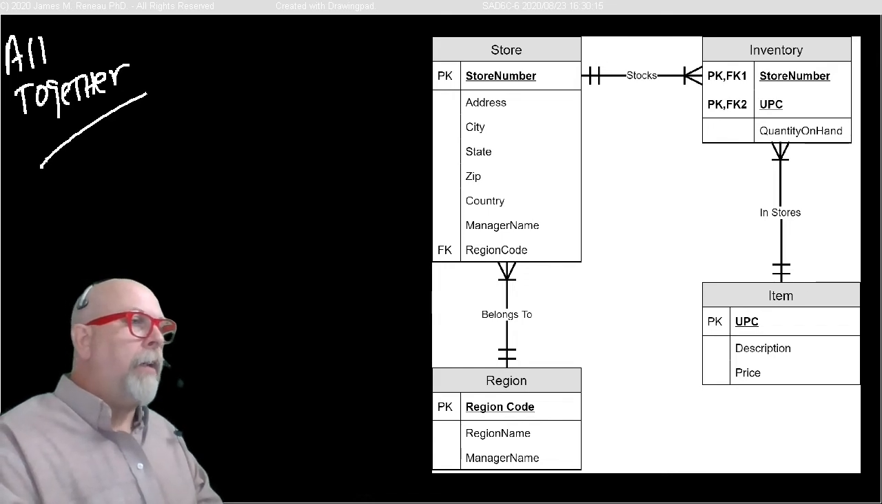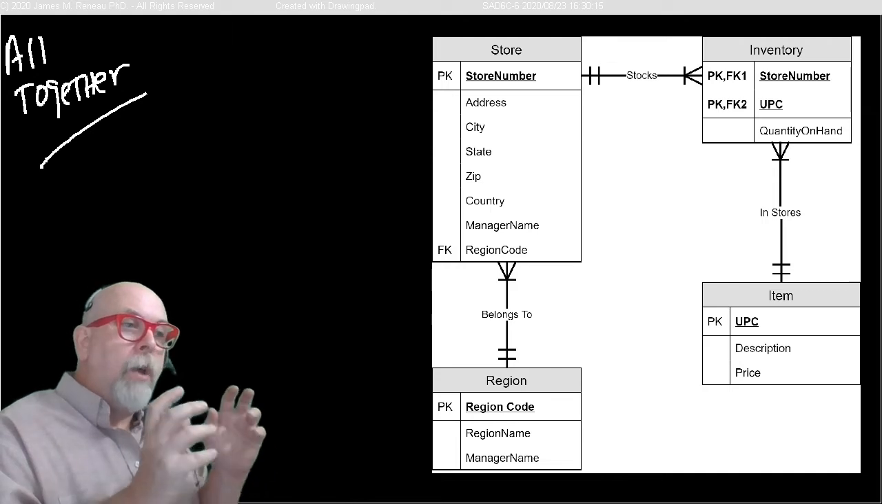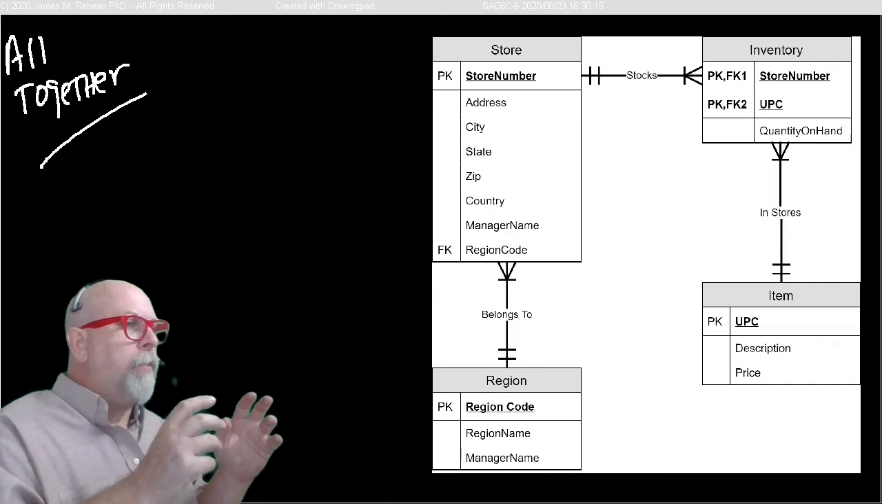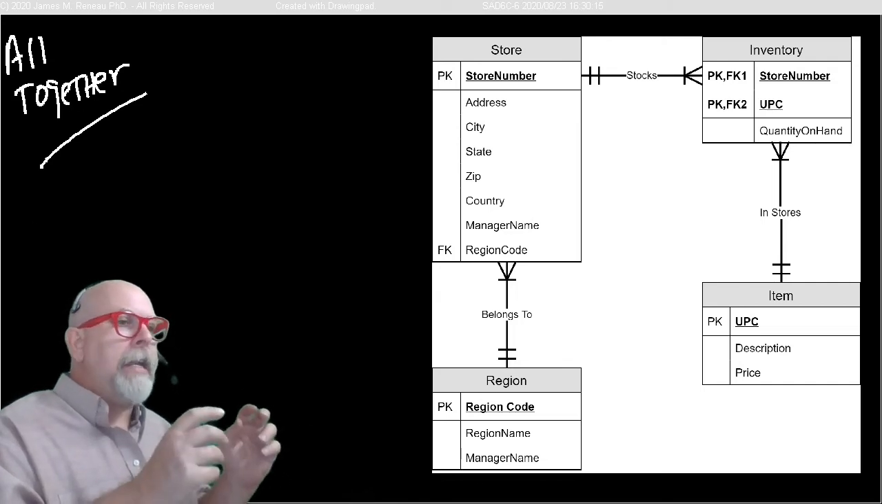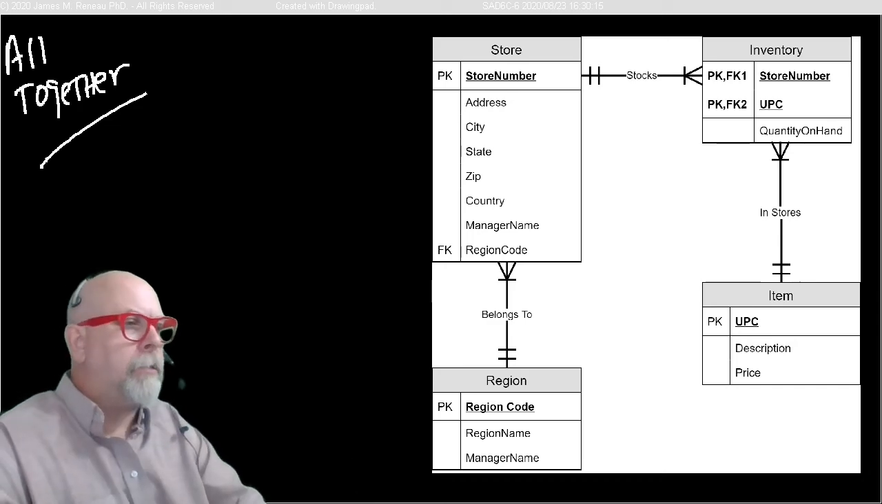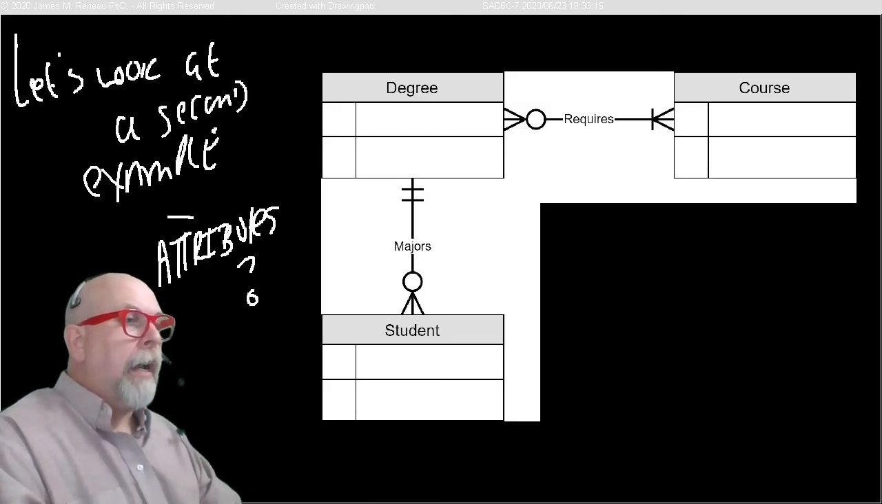So we've now implemented all of our relationships. We have all just one-to-many or one-to-one relationships, and we've got our foreign keys and primary keys and most of the attributes, and we've got a good logical data model at this point. Let's look at a second example.